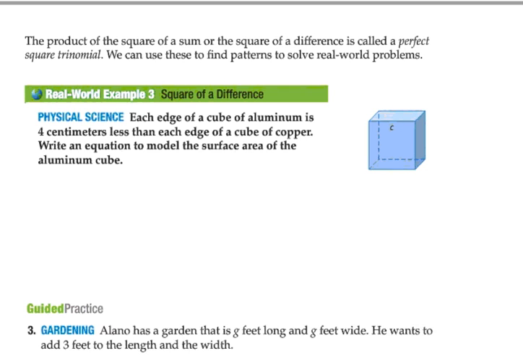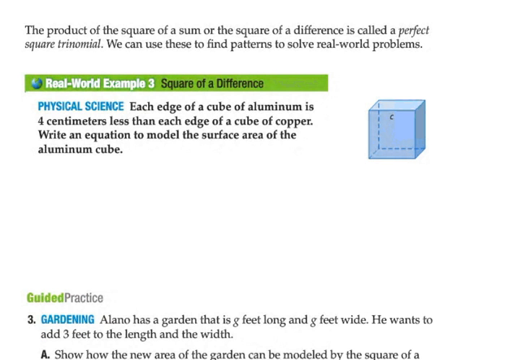Okay, here's our real world concepts. Again, we're looking at that square, but now we're looking at a square of the difference. So it says each edge of a cube of aluminum is 4 centimeters less than each edge of a cube of copper. We're supposed to write an equation to model the surface area of the aluminum cube. So they said that the edge of an aluminum cube is 4 centimeters less than this cube of copper.